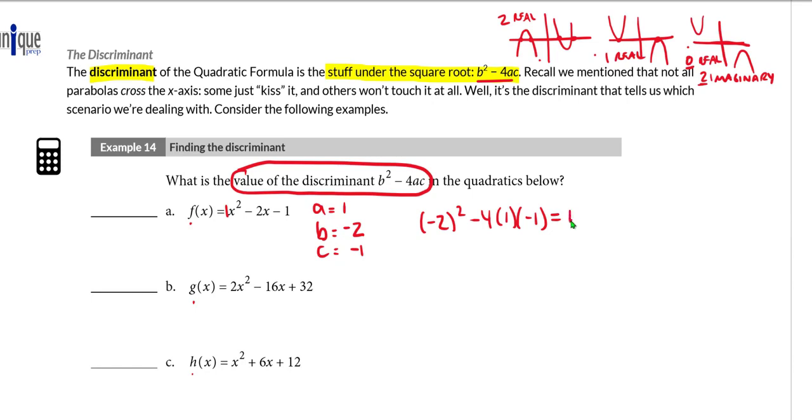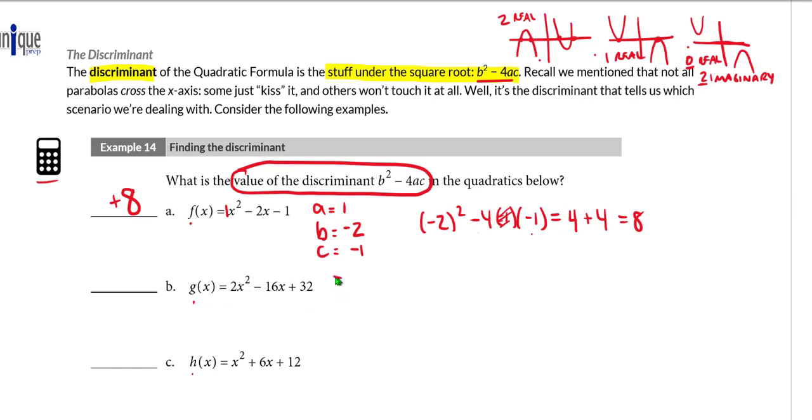And I'm not going to do this in my calculator. You can use your calculator here if you want to, but -2 squared is +4. We're going to be adding 4. That's -4 times -1, which is +4. The 1 is kind of irrelevant here. -4 times -1 is +4. So we're getting a +8 for our discriminant. We have a positive discriminant.